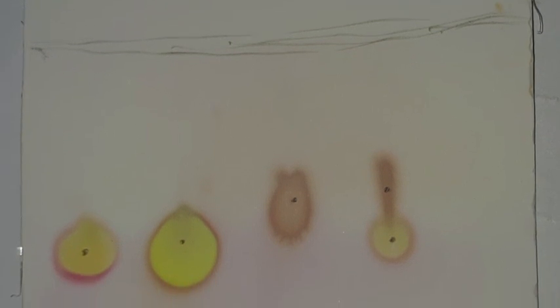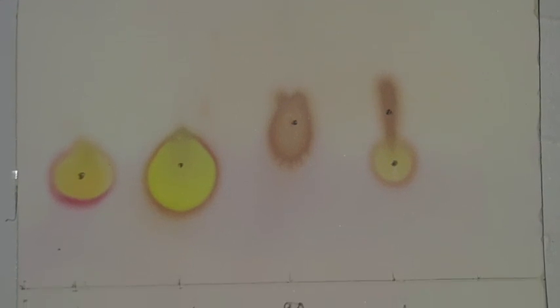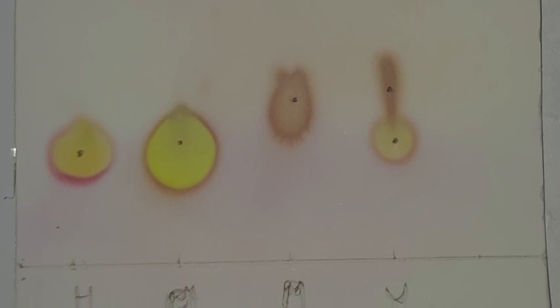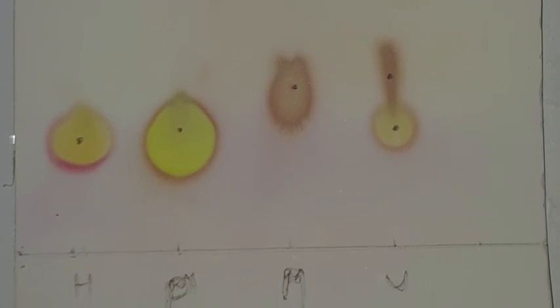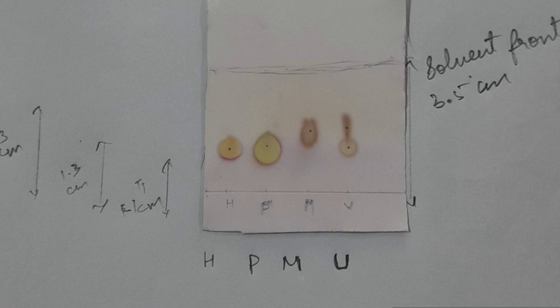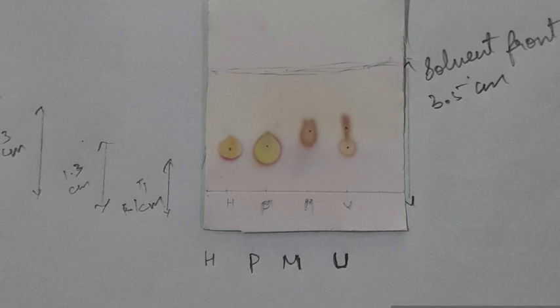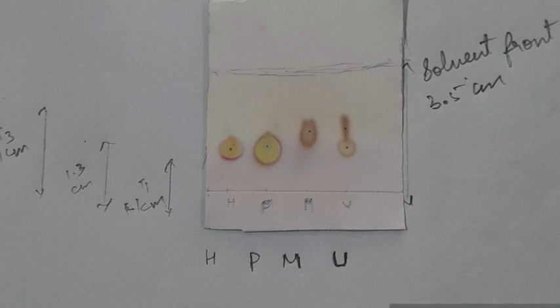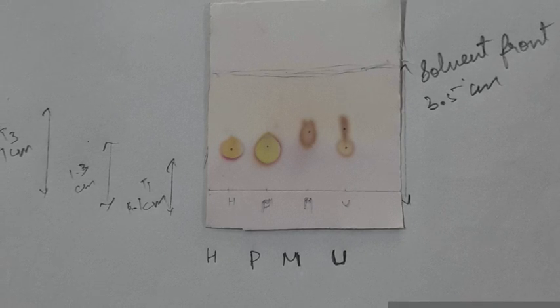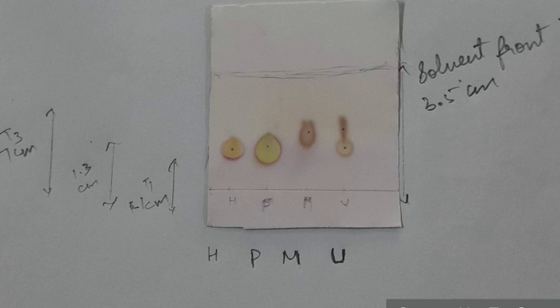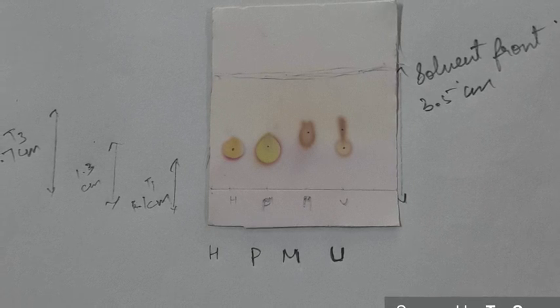After development of the spots on the TLC plate, now it's time to measure the RF value. RF, as I told you earlier, is the distance moved by the solute to the distance moved by the solvent from the origin. So calculate the distance moved by the solvent from the origin. Similarly, calculate the distance moved by each and every amino acid, including the unknown.